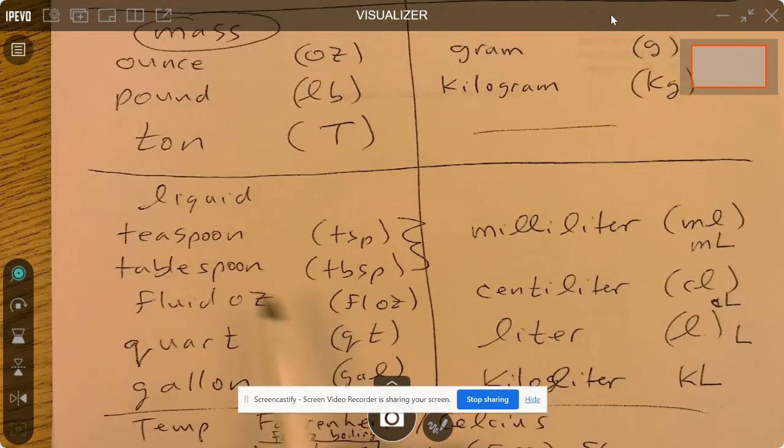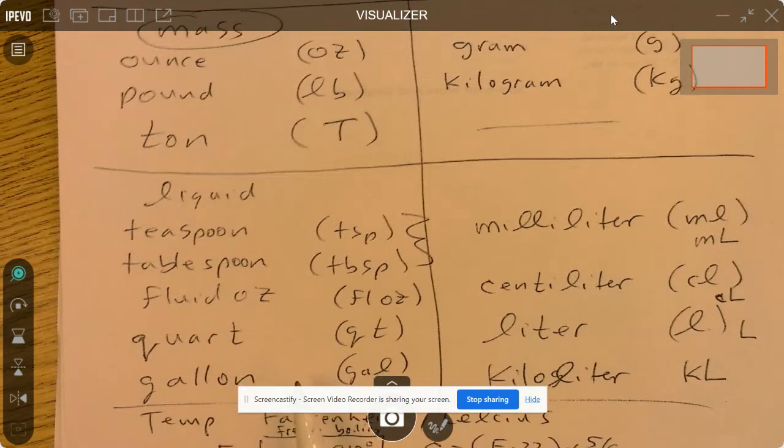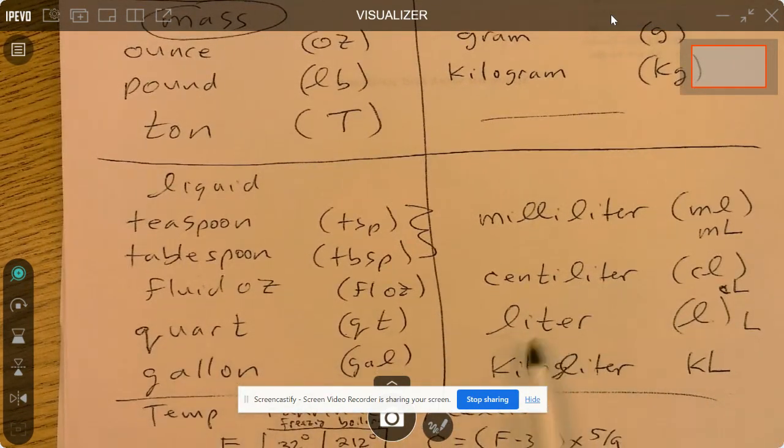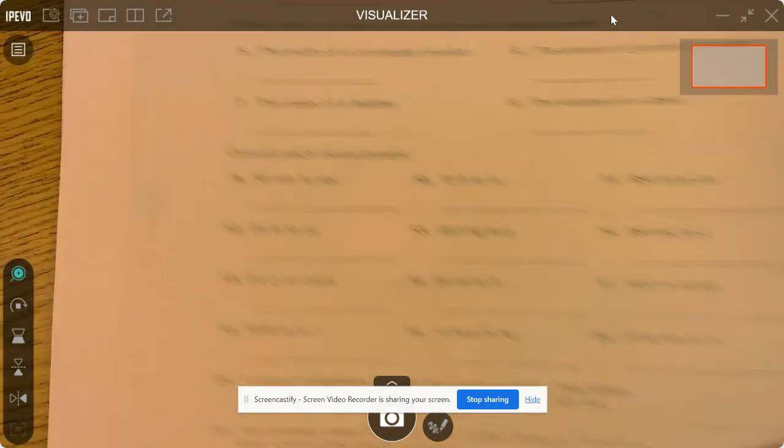And if you think about liquid, like tablespoons and teaspoons, that might be like giving someone a milliliter of dosage. A quart might be like a liter. I'm sure you've seen a 2-liter bottle of soda in your life. So these are the kind of things we want you to get used to.